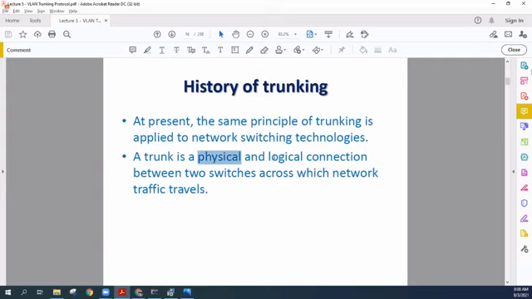It is both physical and logical, because logically they are just filtered out. Physically the link is there, but logically it is multiple links. Physically one link, logically multiple links. I would say it like that. A trunk is physically one link.